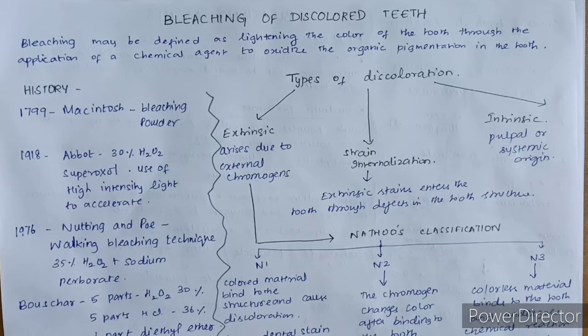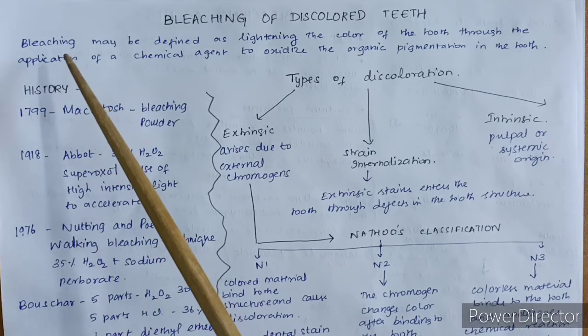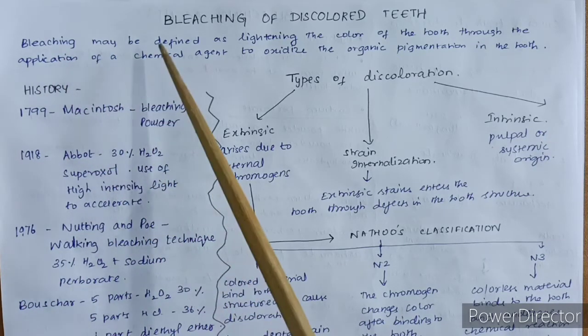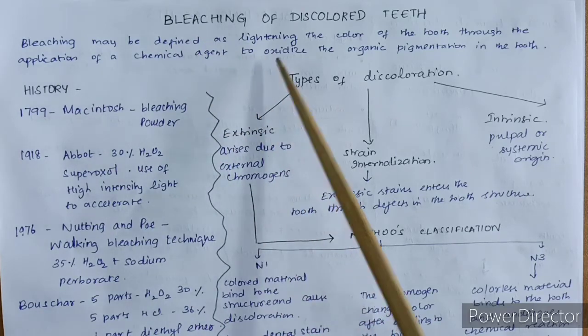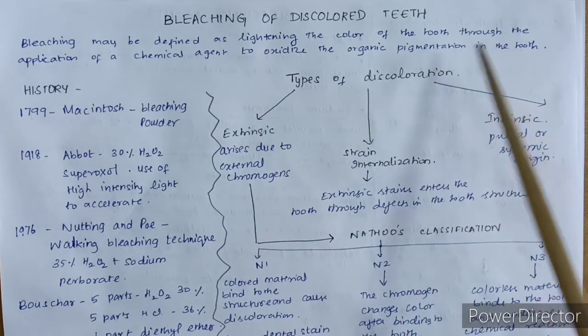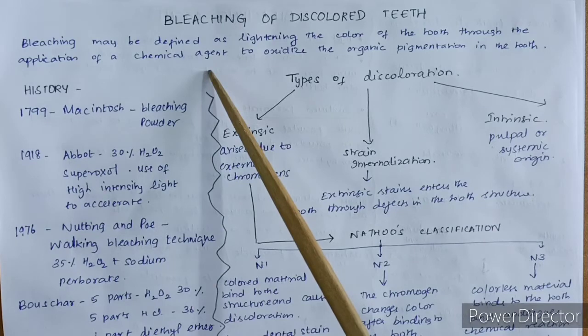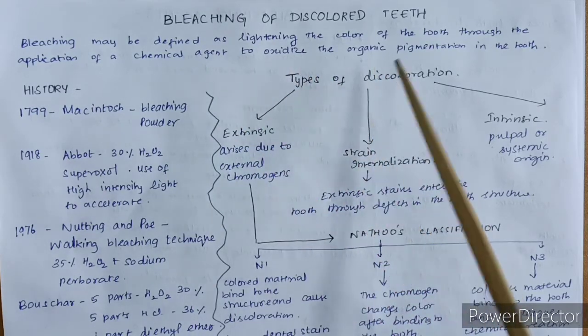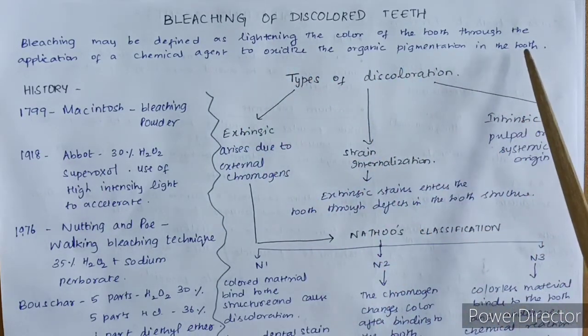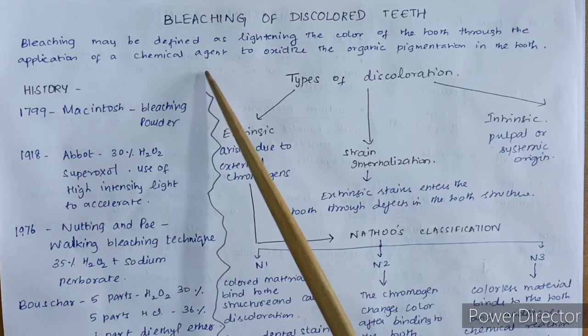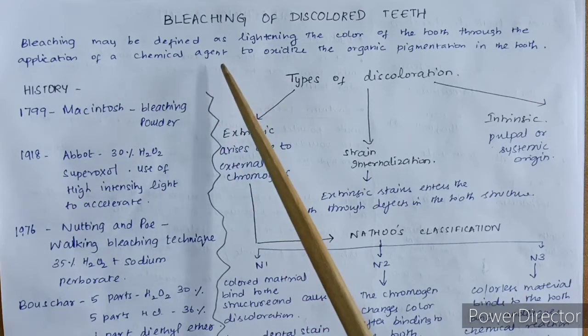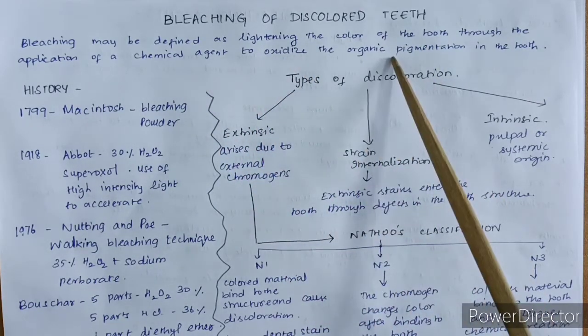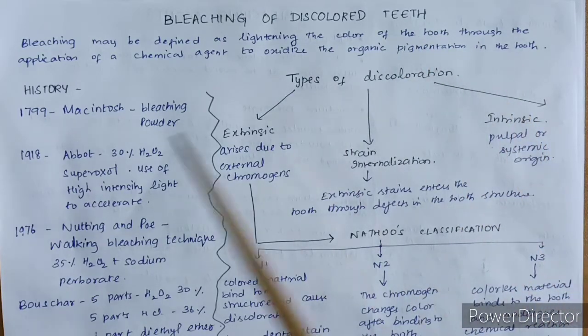In this video, I will discuss bleaching of discolored teeth. First of all, what is the definition of bleaching? Bleaching may be defined as lightening the color of the tooth through application of a chemical agent that will oxidize the organic pigmentation in the tooth. Therefore, we are going to apply a chemical agent that will oxidize the organic pigmentation of the tooth.